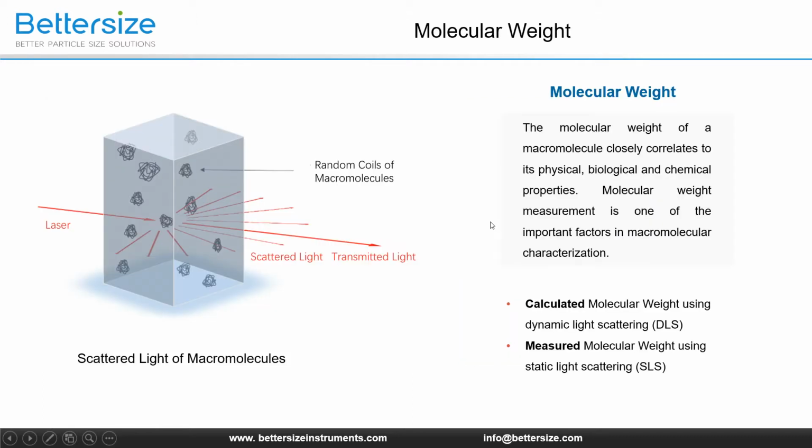The molecular weight is the weight of a given molecule, which is measured in Daltons. The molecular weight is a significant parameter of polymeric materials for determining the mechanical, bulk, and solution properties of materials. There are two approaches to measure particles' molecular weights in the BNano 90 Zeta. One is the calculated molecular weight using the DLS technology, and the other is the measured molecular weight using the SLS. What's the difference, and how does the BNano 90 Zeta obtain them? I will explain in detail in the later slides.